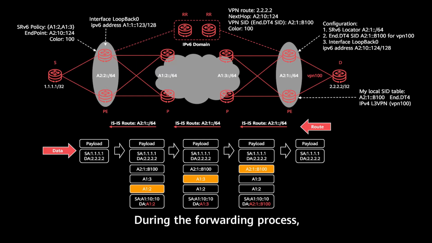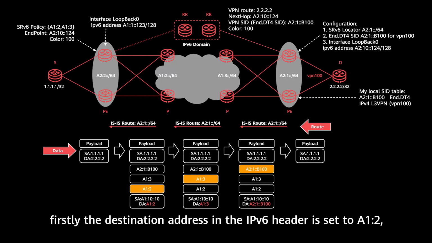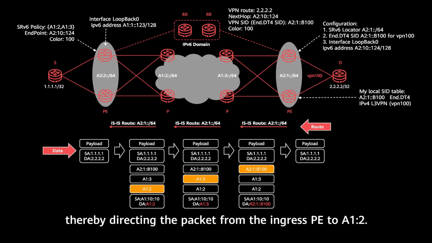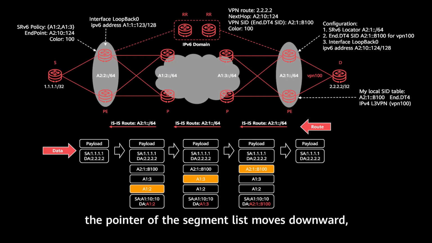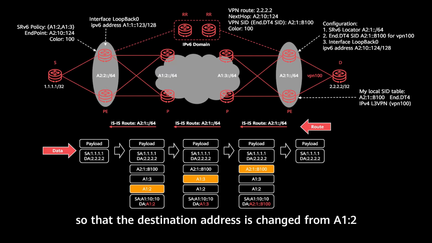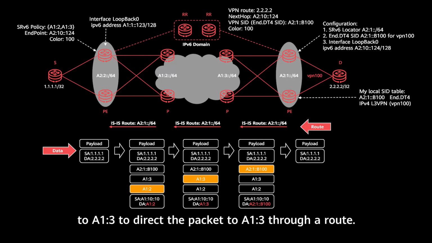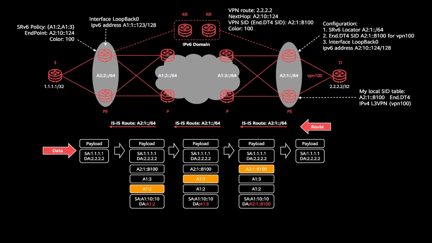During the forwarding process, firstly, the destination address in the IPv6 header is set to A1::2, thereby directing the packet from the ingress PE to A1::2. After the packet reaches A1::2, the pointer of the segment list moves downward so that the destination address is changed from A1::2 to A1::3 to direct the packet to A1::3 through a route.